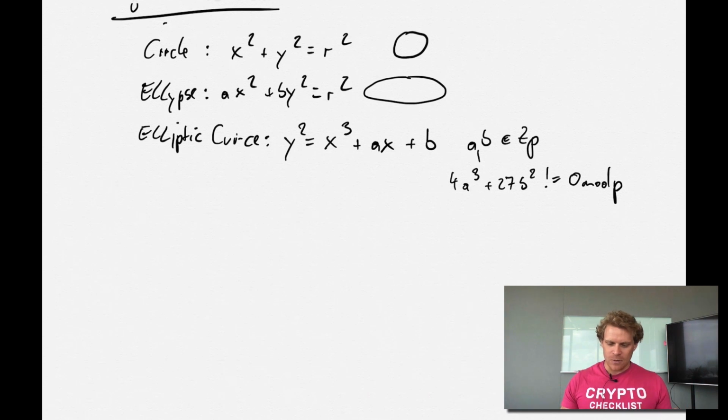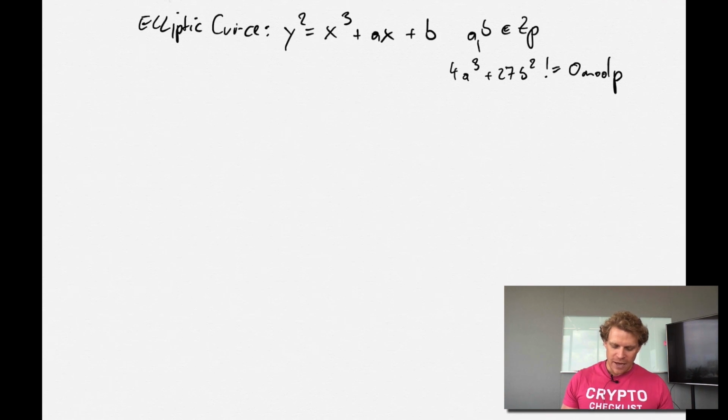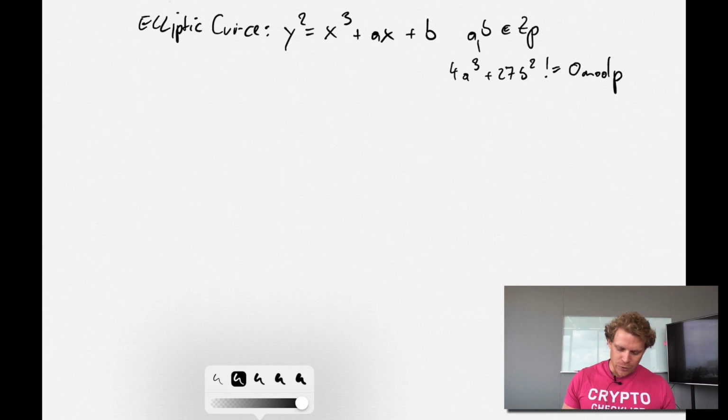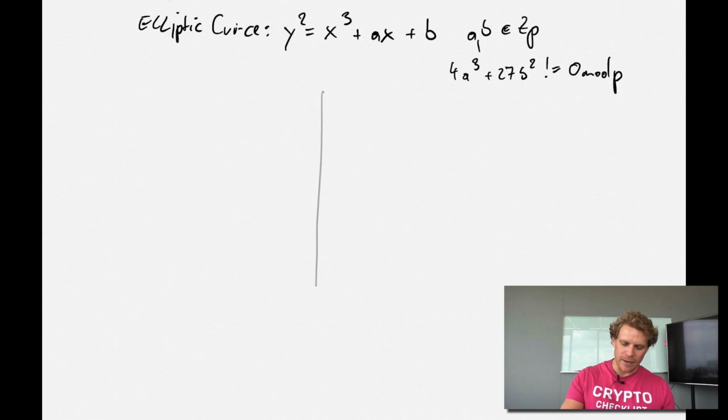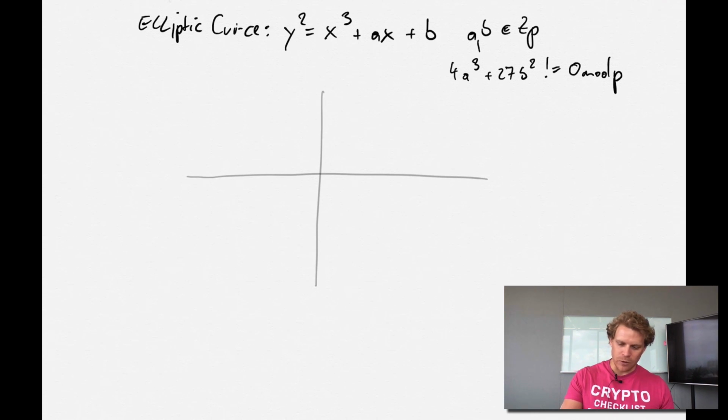And here is what the shape looks like. Now the shape looks very, very different to anything that you probably are used to. So let's draw up this very basic elliptic curve. If we have this plane here, then let's draw this in blue. Then this is what most elliptic curves look like.